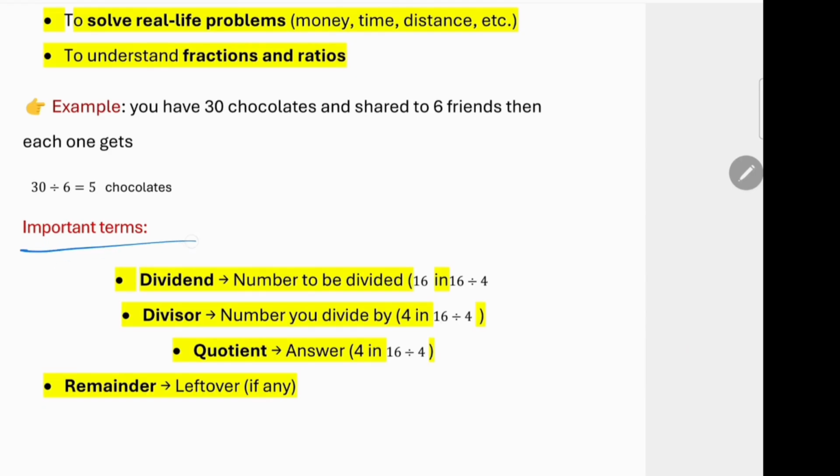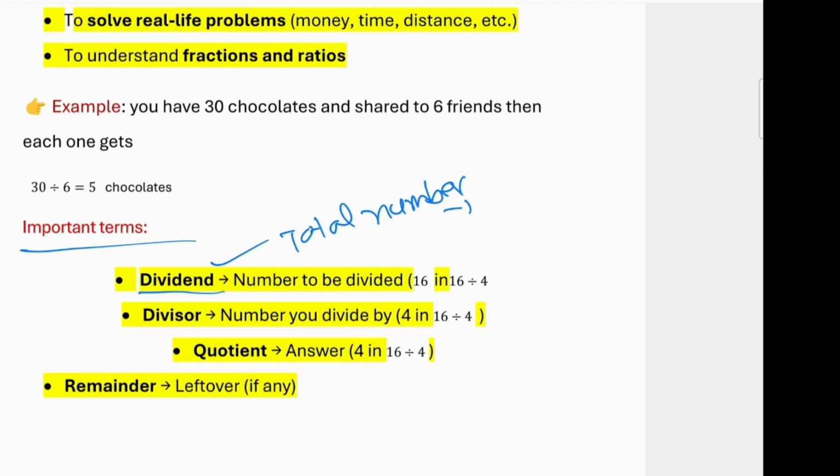Next, the important terms of division. The first one is dividend. It is also called the total number. Dividend is also called the total number. That means the number we divide.